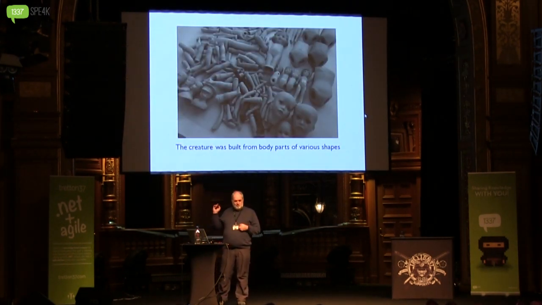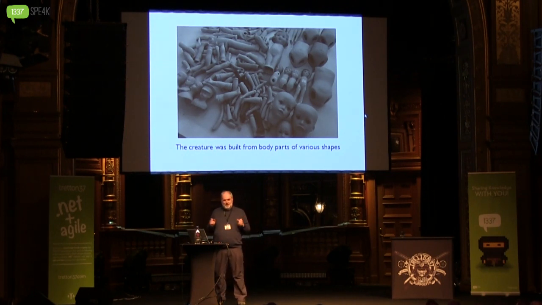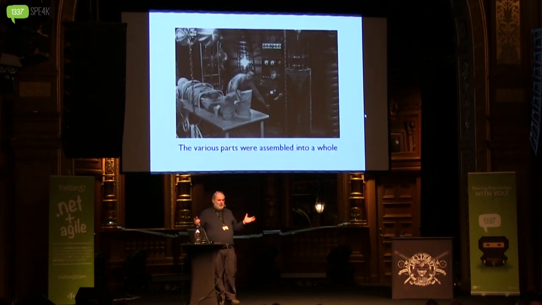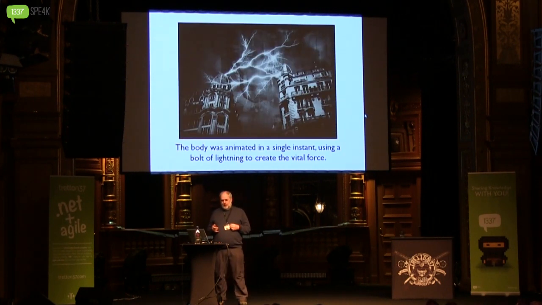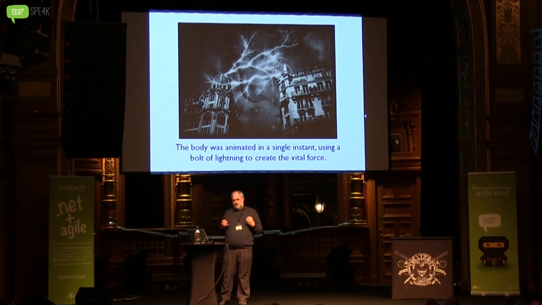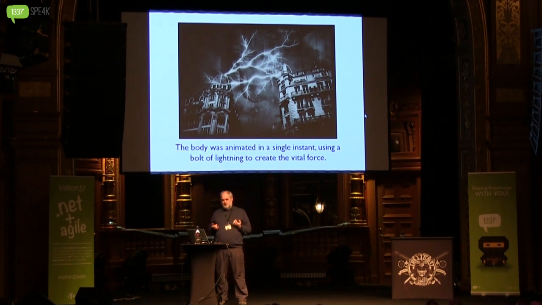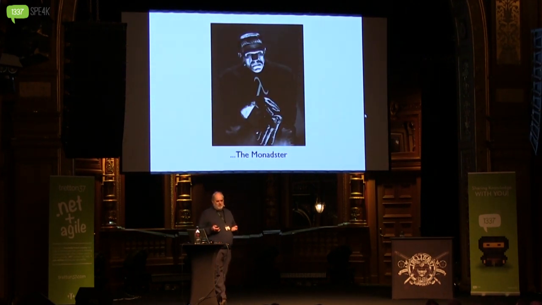Here is the first gruesome slide. The creature, the monadster, was built from bits of bodies, and it was assembled in a lab. All the bits were glued together, and lightning struck, vital force was created, and the creature was animated in one instant. We all know this story, and this was the result. This was the monadster, and you can tell it's the monadster because it has the mark of the lambda.